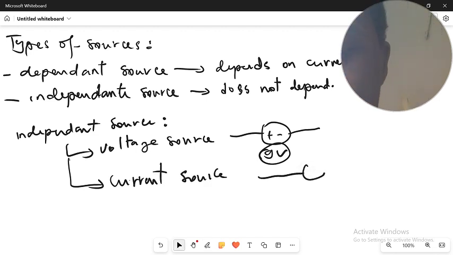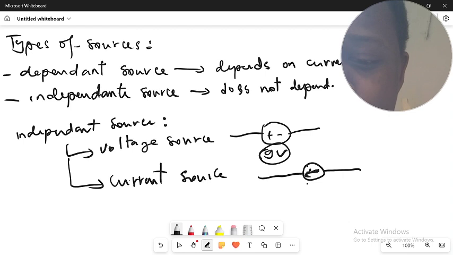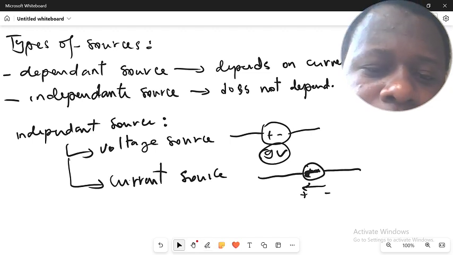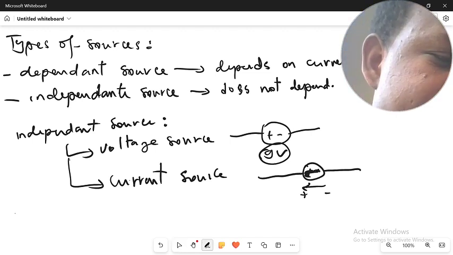If this current source is going to be like this one, it means that this one is the positive terminal, this one is the negative terminal. But when we draw the arrow, we don't need to put the terminals, because from the arrow, such as this one, we directly know that here is the positive, here is the negative. So now we have the dependent source.